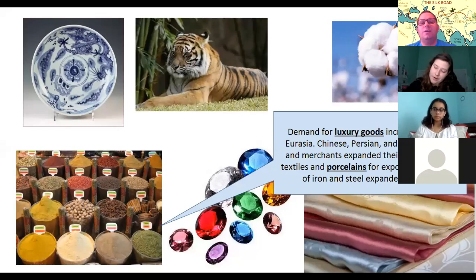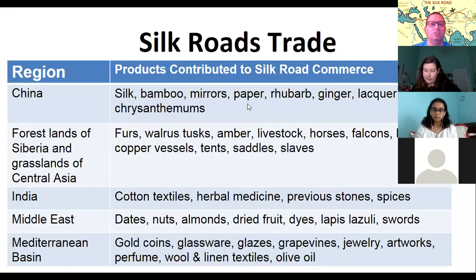We're also seeing that part of what is fueling this is a growing demand for luxury goods, okay? Things like porcelain, which you see in the upper left-hand corner, textiles, which you see in the upper right-hand corner. Animal fur, like those tigers. Tiger teeth, spices, gems, silk. All of these things become very important luxury goods that the Europeans wanted to have access to, okay?